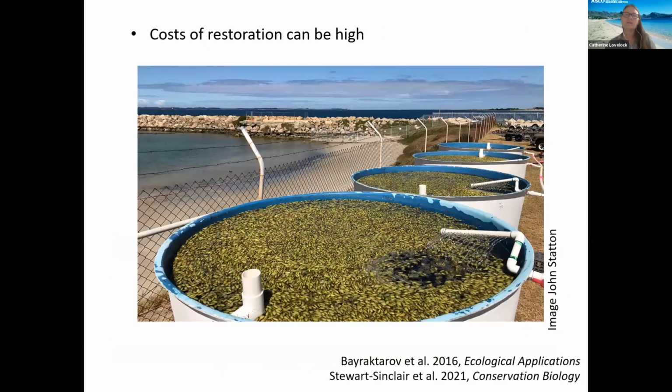The other thing that we know is that costs of restoration can be high. This is an example of seagrass restoration, or part of a seagrass restoration project, where the seeds float until the seed coat is removed. So before these can be spread out into Cockburn Sound, in Western Australia, they have to be treated to remove the seed coat. So it's things like this, and I suppose the most expensive kind of restoration is coral reef restoration attempts. But we know that they are relatively expensive compared to terrestrial projects.